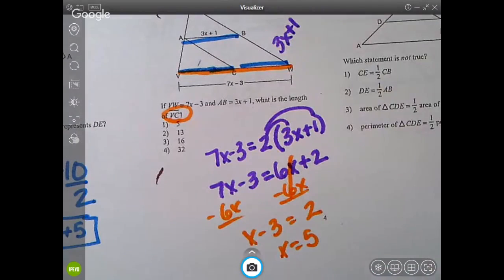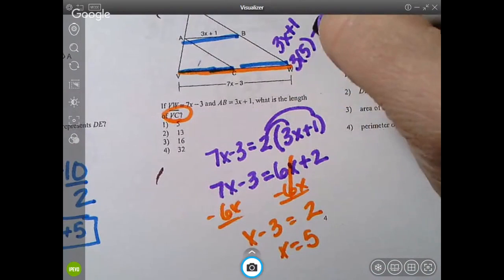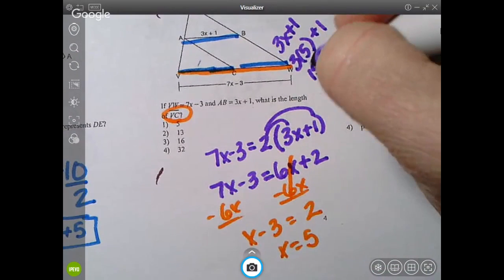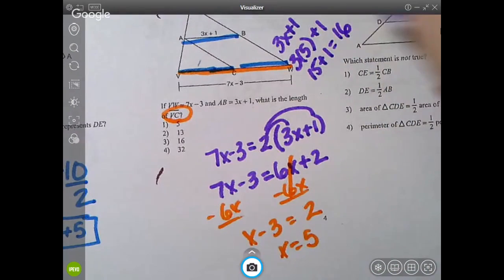3x plus 1. Plug in the 5. 15 plus 1 is 16. Oh, that's what you meant. It's 3. Yeah, it's 3.